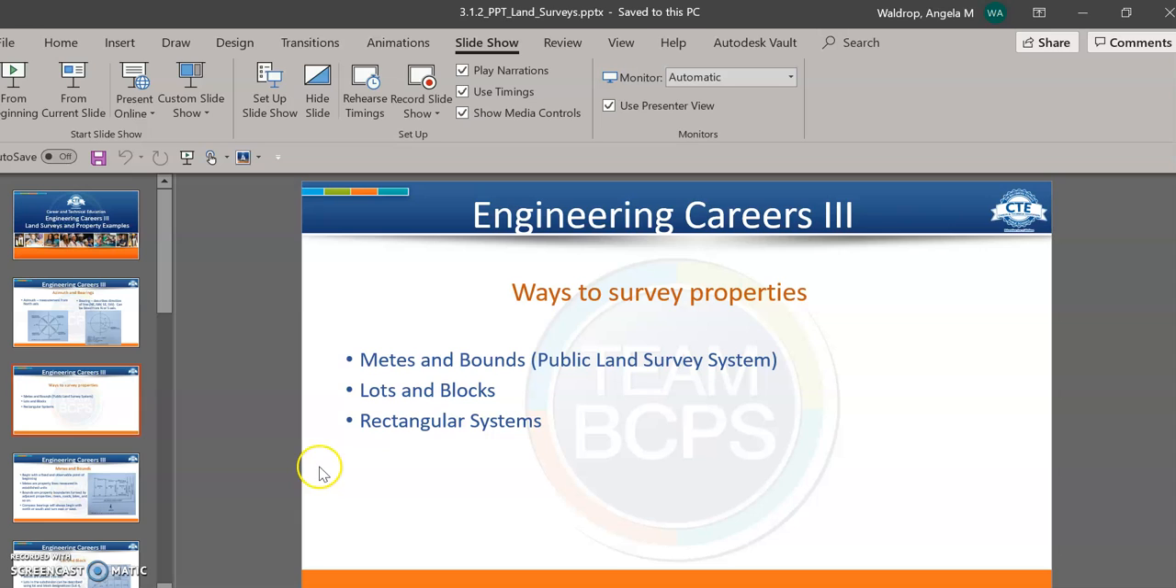When you survey properties, you are noting the boundaries of the properties. This can be done in 3 different ways. The first way is meets and bounds, the second is lots and blocks, and the third is the rectangular system.